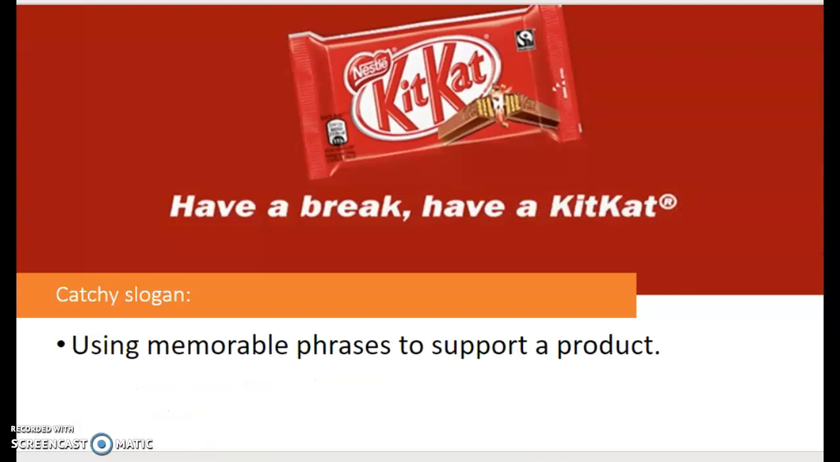Another one is Kit Kat. Have a break, have a Kit Kat. This is a catchy slogan. It's a memorable phrase to support a product.